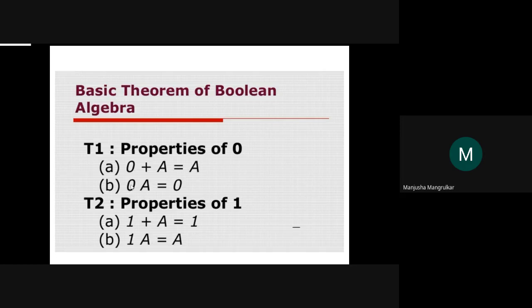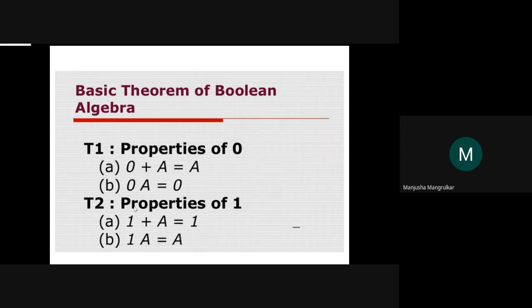Second, if 0 is ANDed with A, where A is either 0 or 1, your result will be 0. So the first is ORing, the second is ANDing. In ANDing, anything ANDed with 0, your result will be 0. Anything ORed with 0, your result will be that anything itself. This one is the property of 0, and the same applies to the properties of 1.